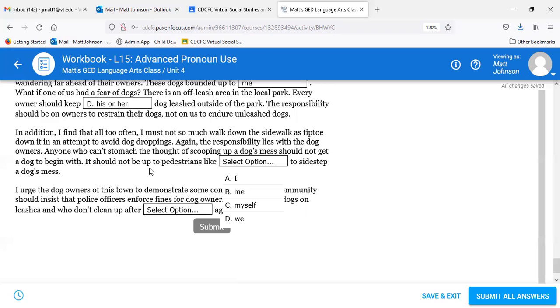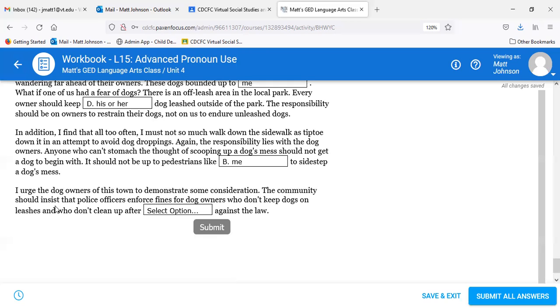What do we need there? We're going to use the object pronoun. Like myself. It's going to be me. C. Yeah, typically you only use myself, herself, yourself if you've already used I, he, or she, like in the second part of a sentence. So in this case, we haven't encountered that. We're going to use me to sidestep a dog's mess.